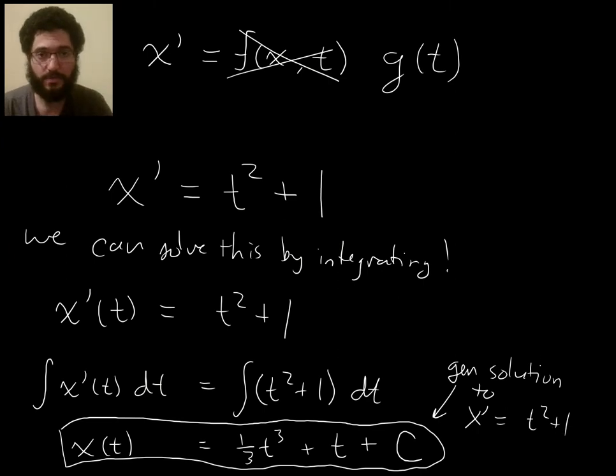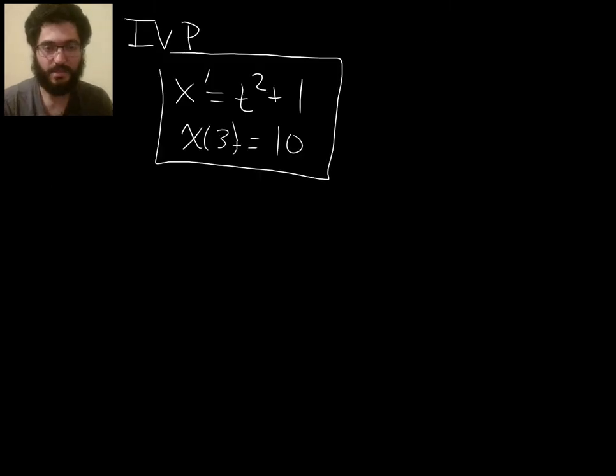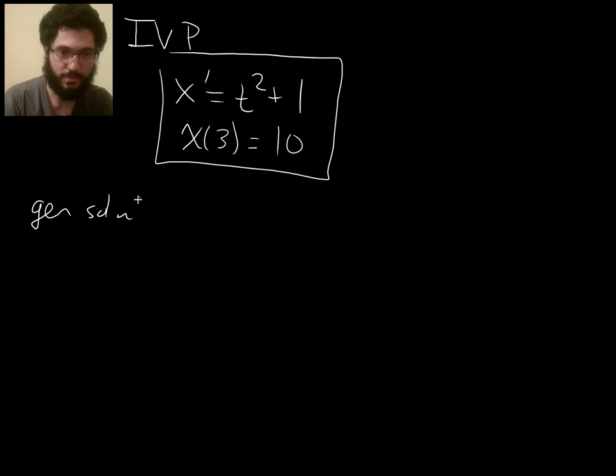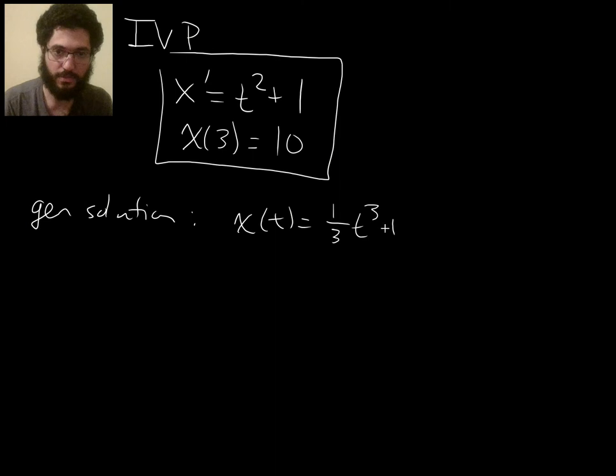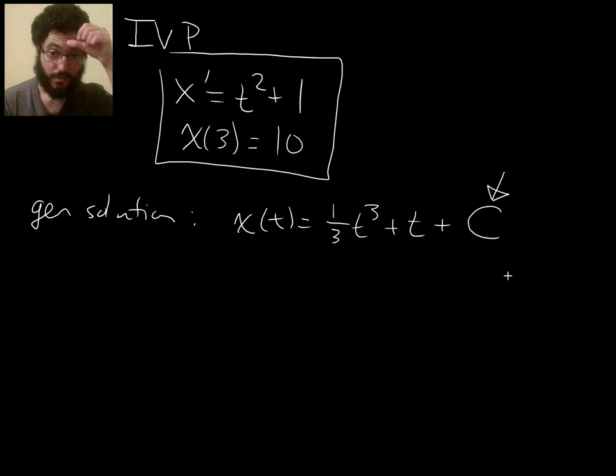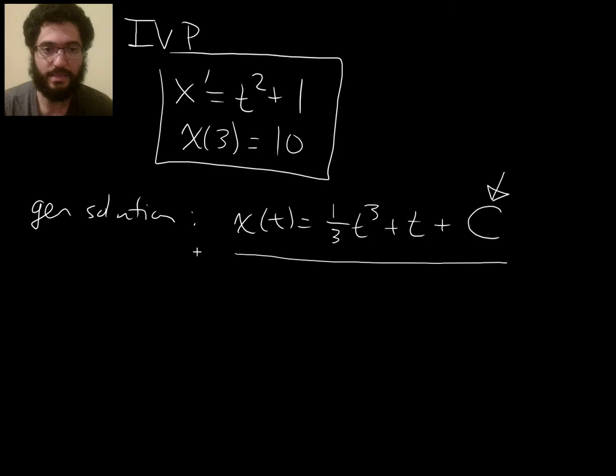Let's just briefly look at how you would solve an initial value problem. So here's an initial value problem, same differential equation, but now I've also given an initial condition. That should be sufficient to pick out one particular solution from my general solution. So we already had that the general solution was x of t equals 1/3 t cubed plus t plus some constant. And since this parameter could be any real number, this is actually an entire family of solutions, and that's why we call it the general solution.